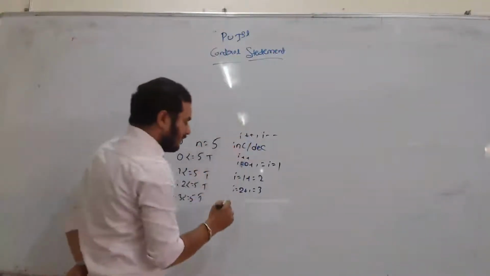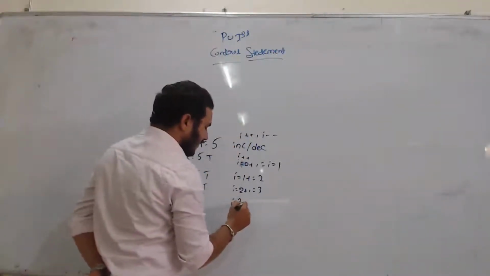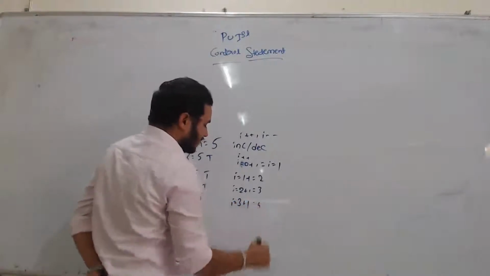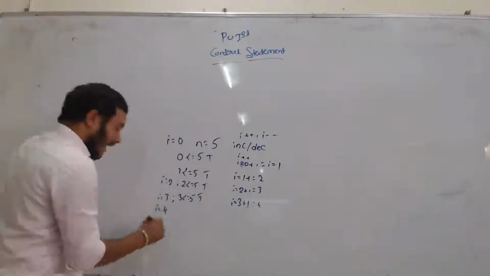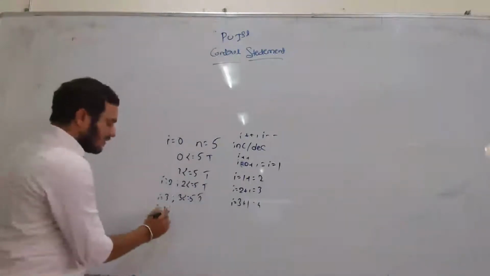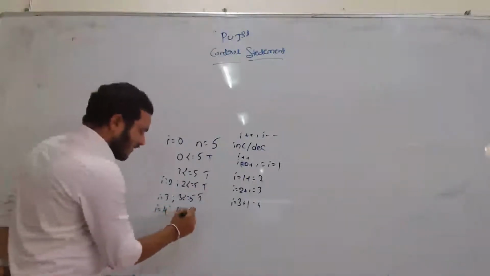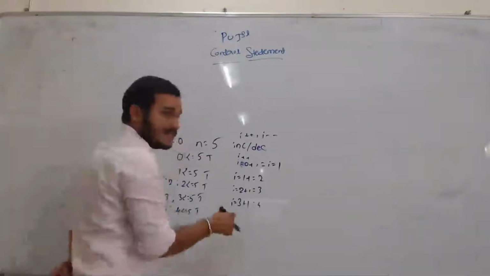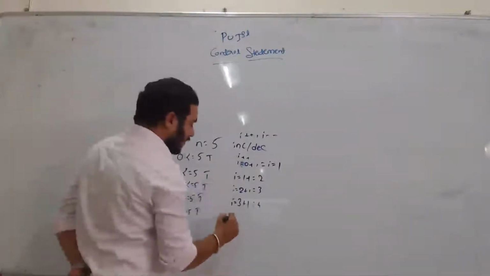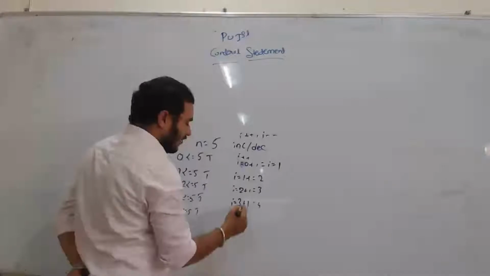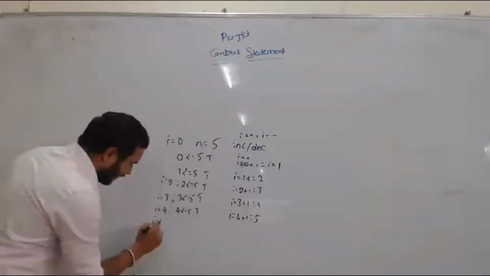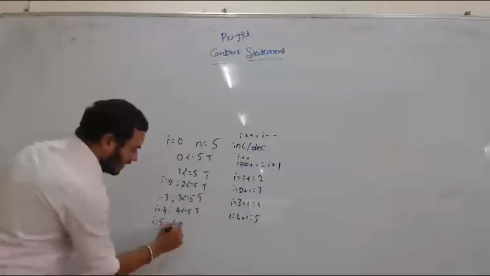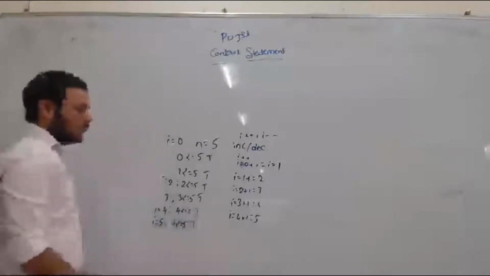Then incrementing the value here: i is now 3, add plus 1, so i is equal to 4. Now i becomes 4, then 4 less than or equal to 5, again the condition is true. It goes to the next statement, incrementing the value. Now 4 plus 1 is equal to 5, then i becomes 5, and 5 less than or equal to 5, the condition becomes true.